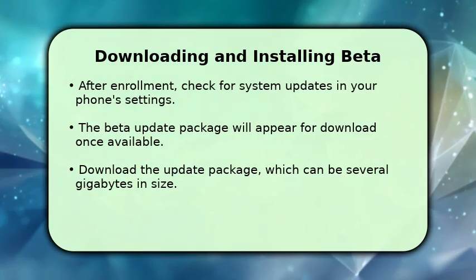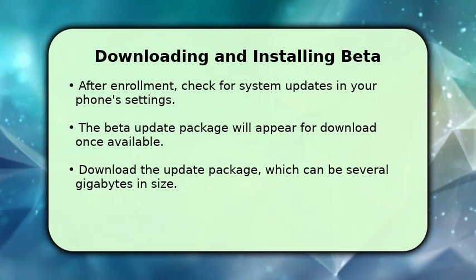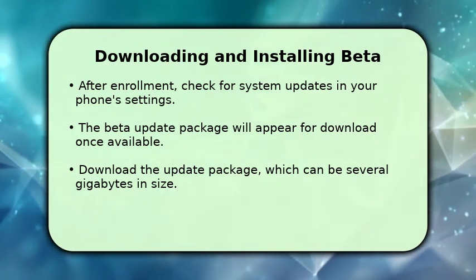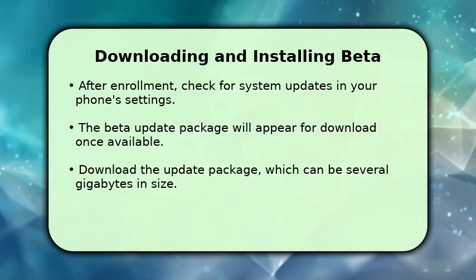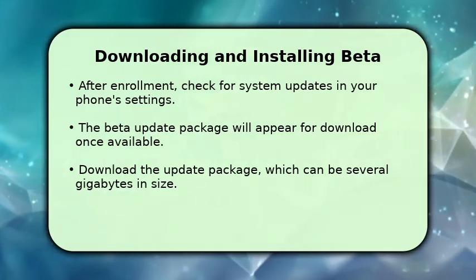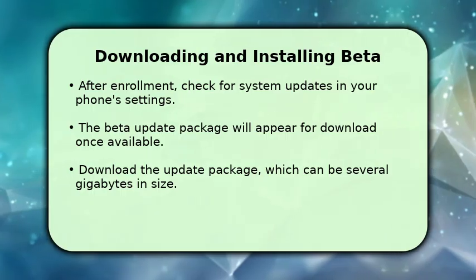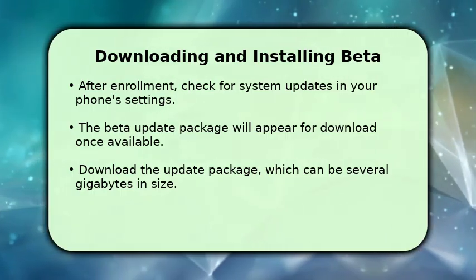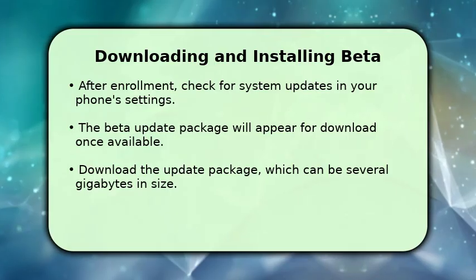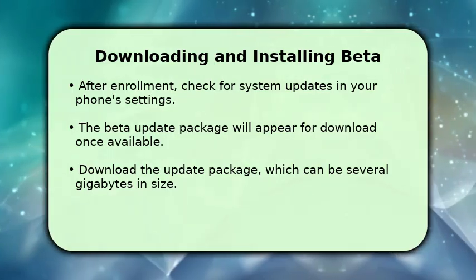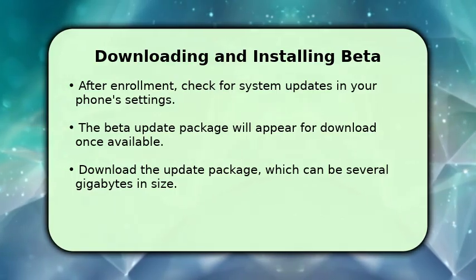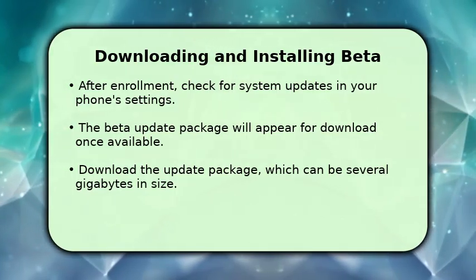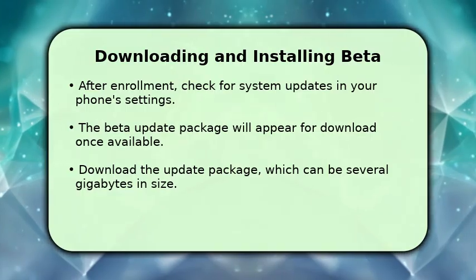After successfully enrolling, it's time to download and install the beta. Head back to your phone settings and check for system updates. The beta update package should now be available for you to download. Be aware that this file can be quite large, often several gigabytes, so a stable Wi-Fi connection is recommended. Once downloaded, proceed with the installation, and your device will restart to complete the update process.